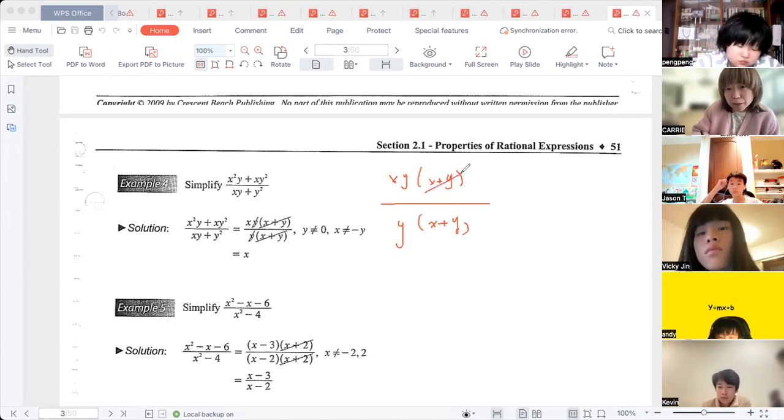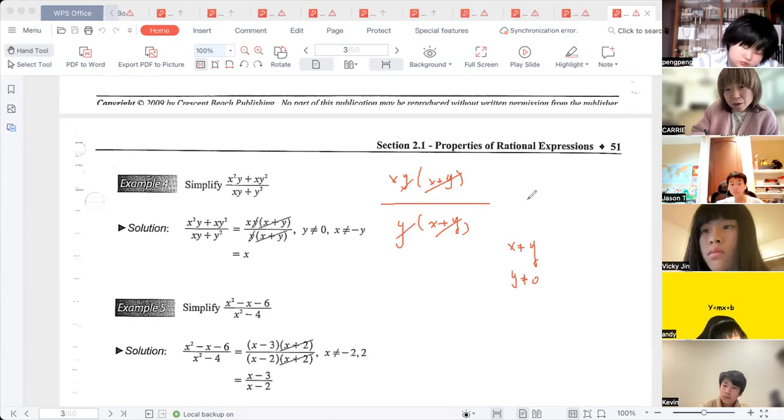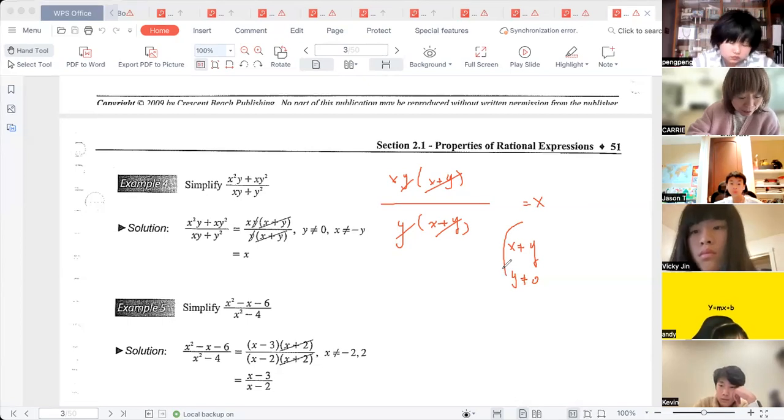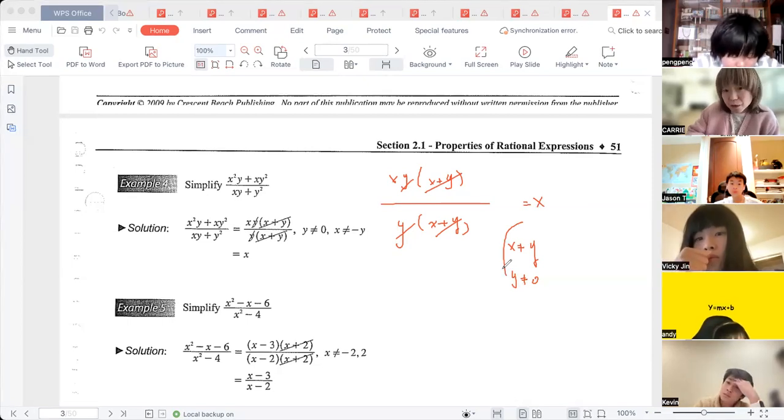So you can do x minus y, x plus y, and x plus y for the top and bottom, but we have what? x cannot equal y, right? And the second one, y and y is eliminated. So the domain of y is y cannot equal 0. So the answer for this question is x, but we have x cannot equal 0 and x cannot equal y and y cannot equal 0. Understand?